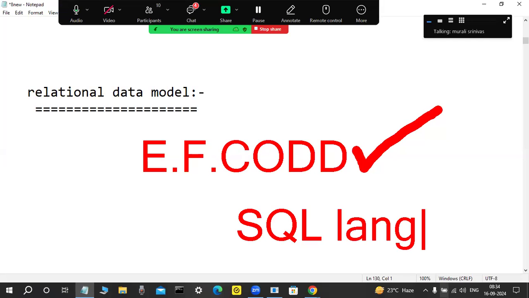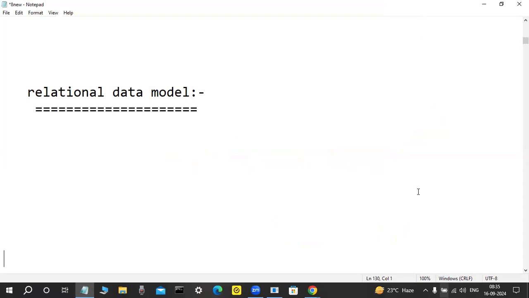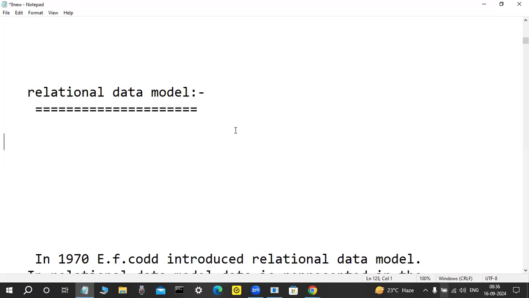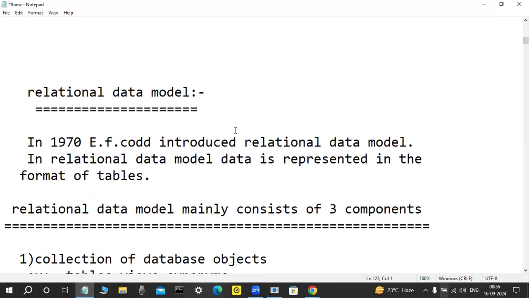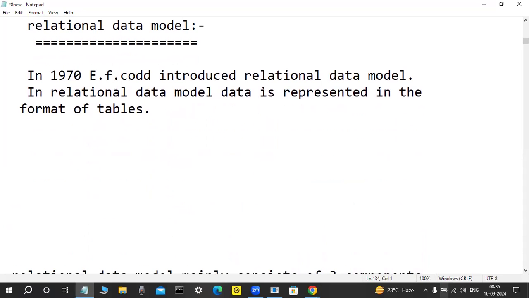But from that ANSI standard, Oracle created Oracle SQL and SQL Server created SQL Server SQL. I told you in the previous demo class. Anybody not attending to me, just observe it, because I am telling one key concept there. Don't worry. So in 1970, E. F. Codd introduced the relational data model, in which data is represented in the format of tables.